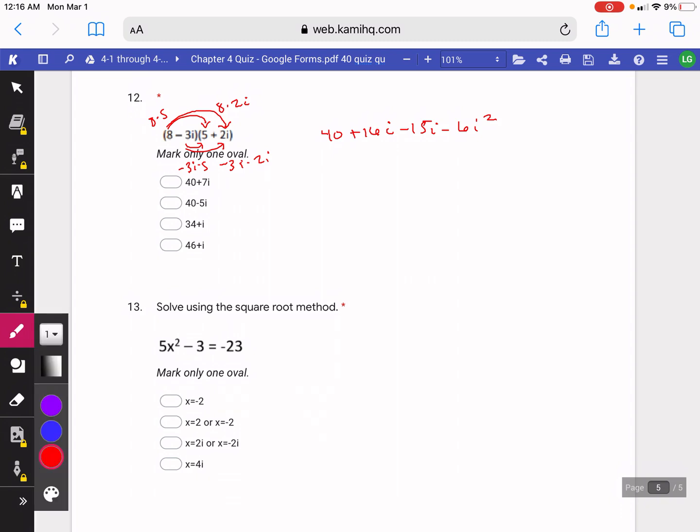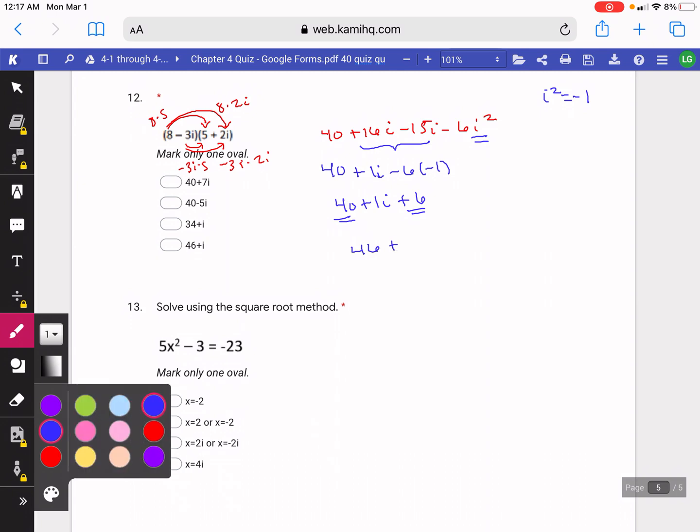From there, we can start to make it smaller. I'm going to combine these middle terms. That becomes 1i. And here, anywhere we see an i squared, remember that's equal to negative 1. So you can plug in or substitute -1. -6 times -1 becomes +6. So now if I combine my real parts, 40 plus 6 is 46, sorry. And plus 1i, I'm just going to leave that 1 imaginary.